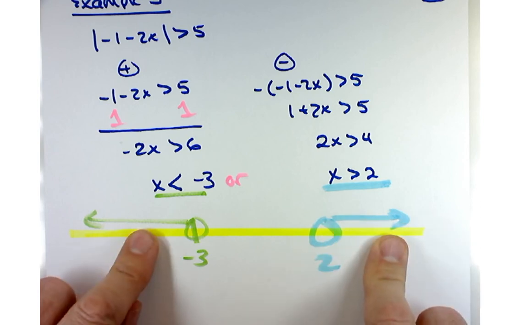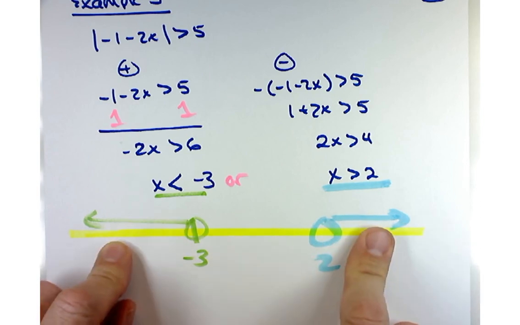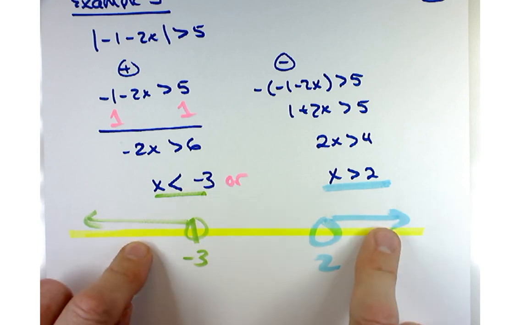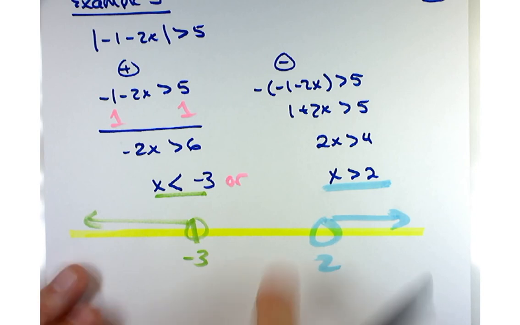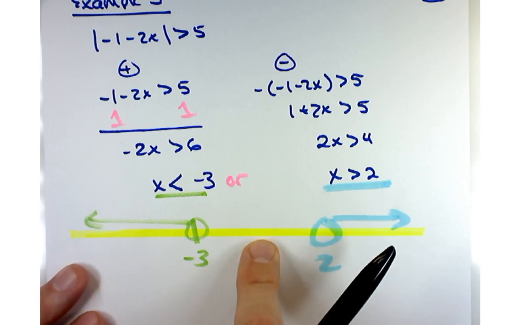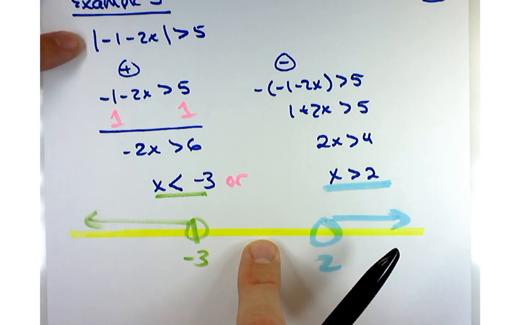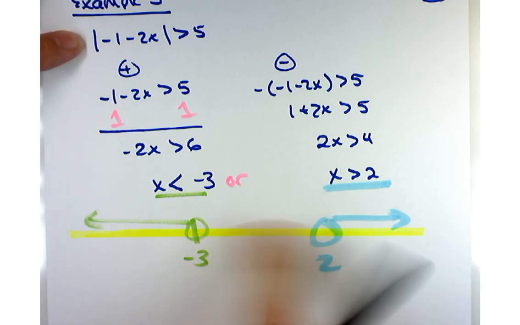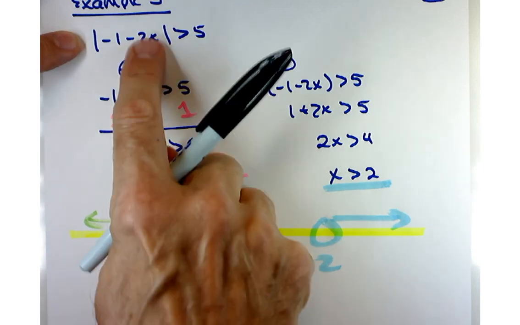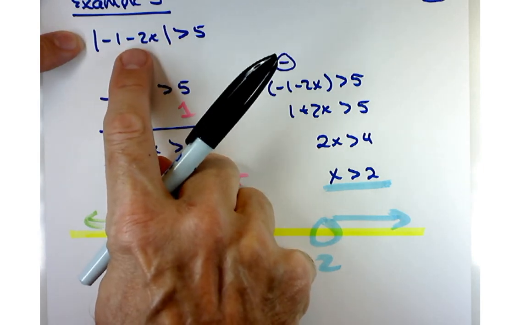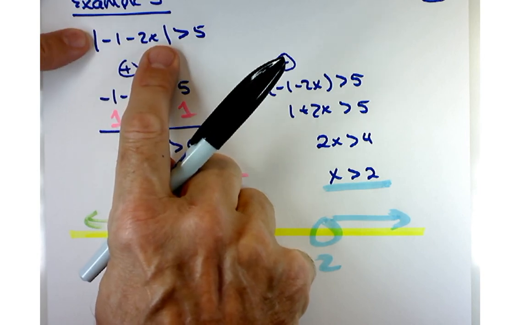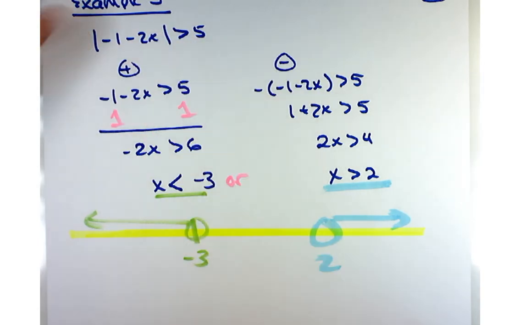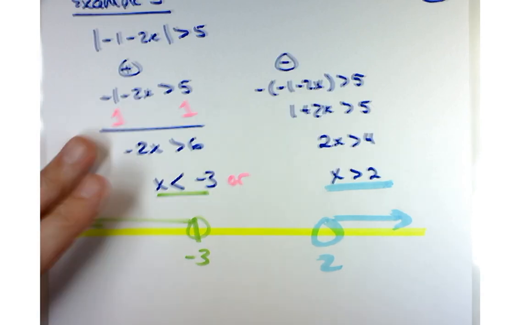You can pick any number out of either side of these intervals, plug it in here, and it should work. So if you wanted to go back and double check yourself, you could. For instance, should 0 be a solution here? No. There's this gap in between where there's nothing. And if you put in a 0, negative 1 minus 2 times 0 is just negative 1. The absolute value of negative 1 is 1, but 1 isn't bigger than 5, so 0 should not be there.